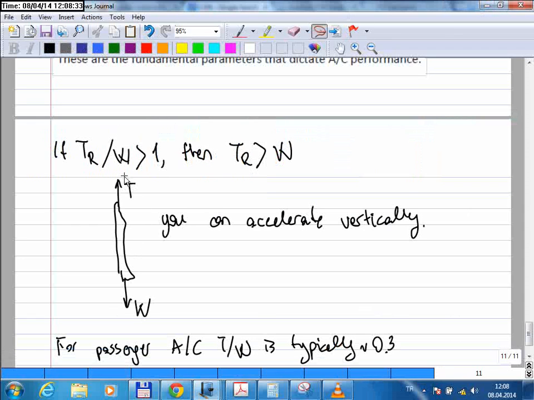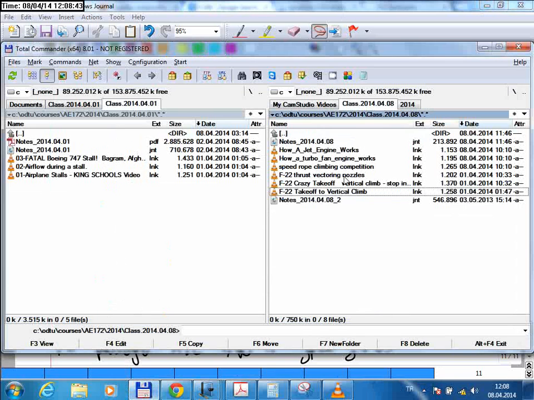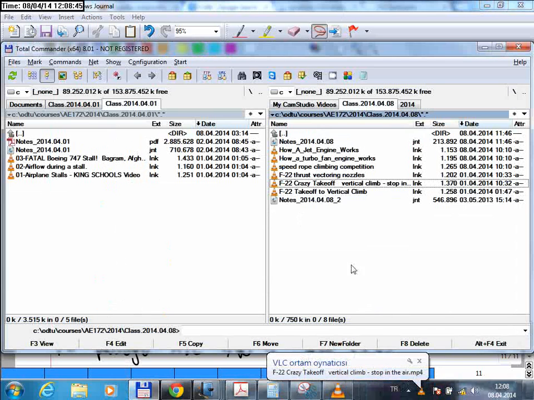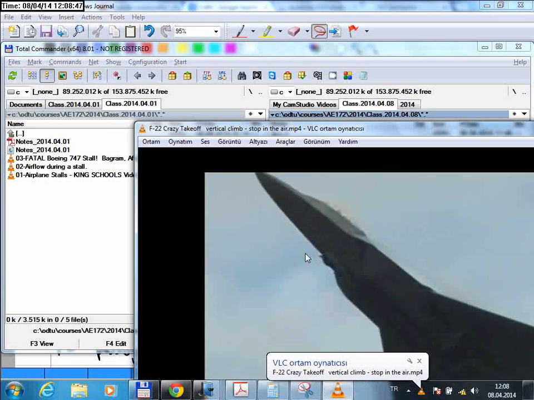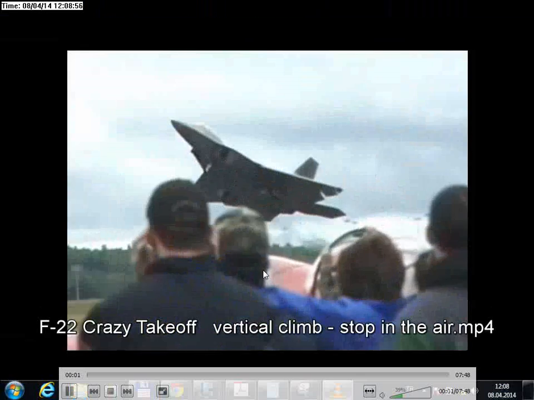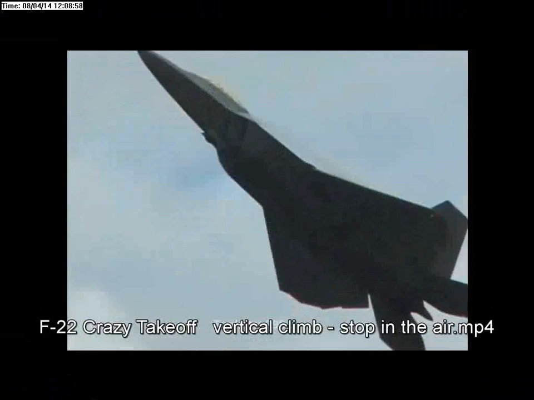And if you have sufficient thrust force to carry the entire weight, then you can even have the aircraft hang in the air like this, right? In fact, the same aircraft can do that as well. So let me show you this video. This is really interesting. Again, this is the F-22 aircraft.